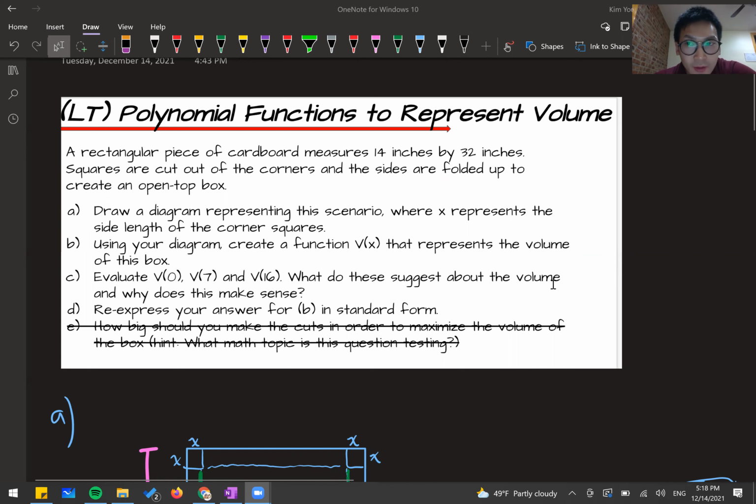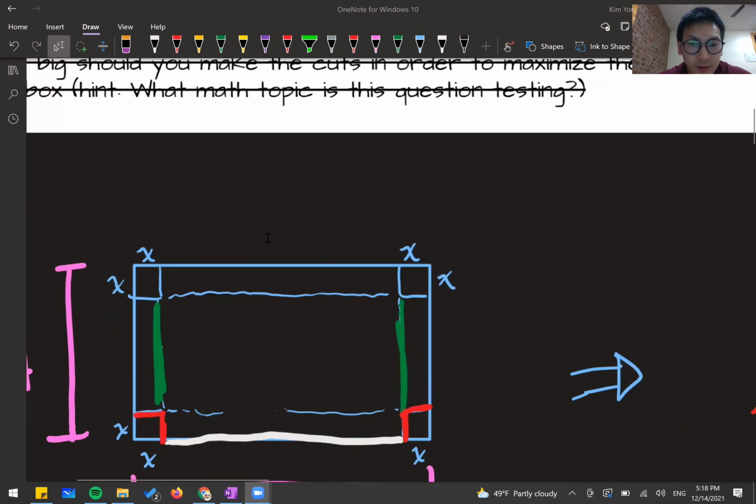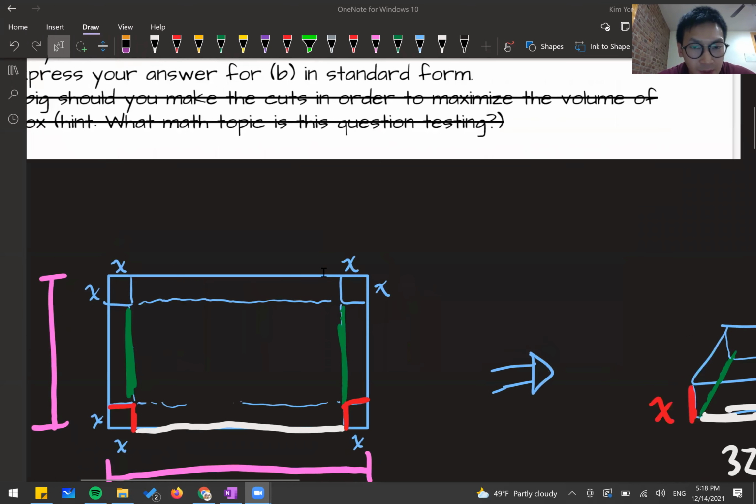Okay, great. So here, part A is asking you to draw a diagram representing the scenario, where X represents the side length of the corner squares. What you're trying to do is first draw the rectangular piece of cardboard. So I did that here, and don't be overwhelmed with all this labeling. But basically it's this blue outer piece.